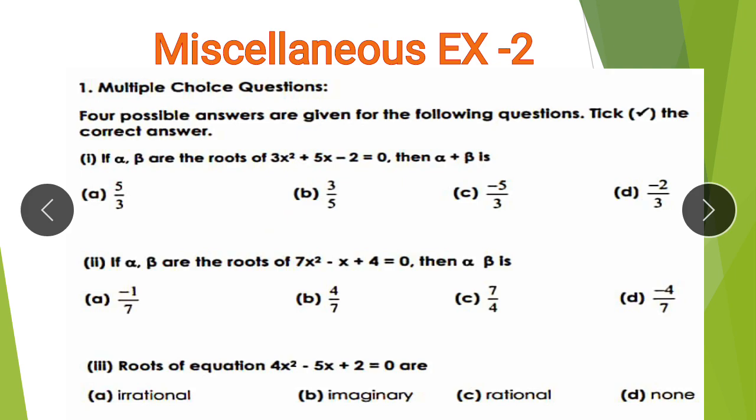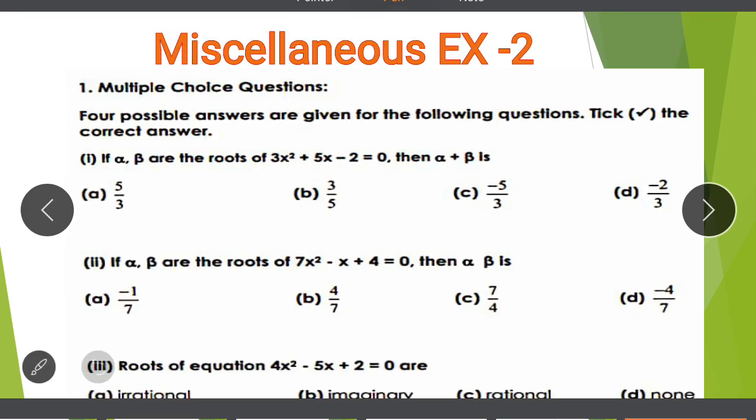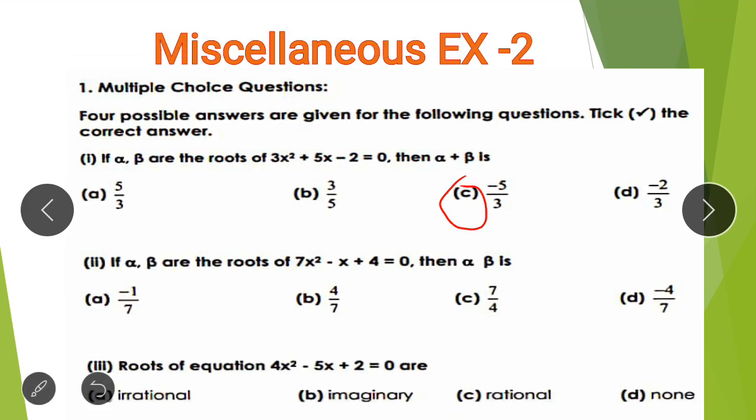means the sum of the roots is. The sum of the roots is equal to minus b upon a. So you can have from here minus b, and a is 3. So you can mark the C part as your answer.